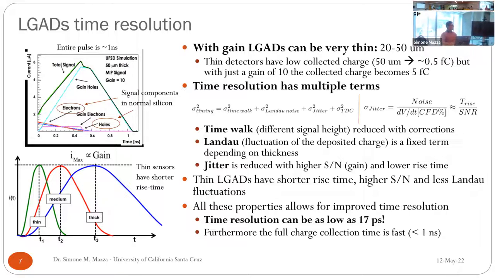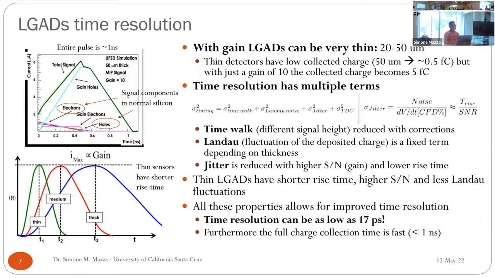But then if you have a gain of 10, it becomes 5 femtocoulomb, then most trackers work with this kind of collected charges. So the time resolution of an LGAD has multiple terms. You have the time walk, which basically is because sometimes a particle deposits less charge or more charge. And this you can easily correct away if you correct the timestamp, the time of arrival of the pulse, with some quantity that can be a CFD algorithm. So you always get the 50% point as your timestamp, or you can correct it with the time over threshold, so how wide the pulse is. So this can be minimized. Then you have the Landau noise, and this noise is intrinsic to how thick the detector is.